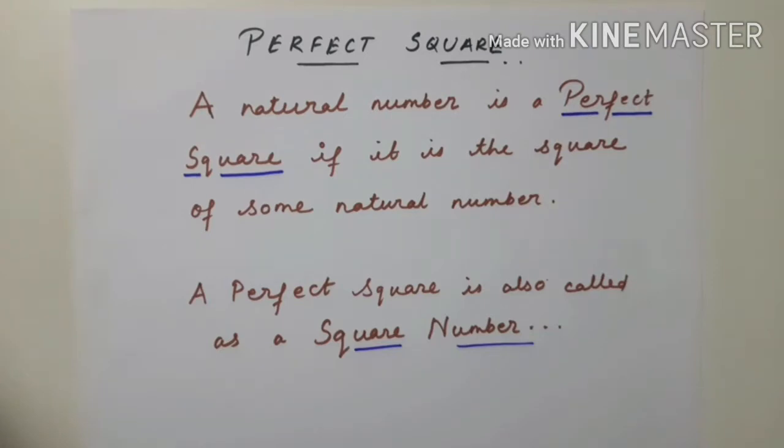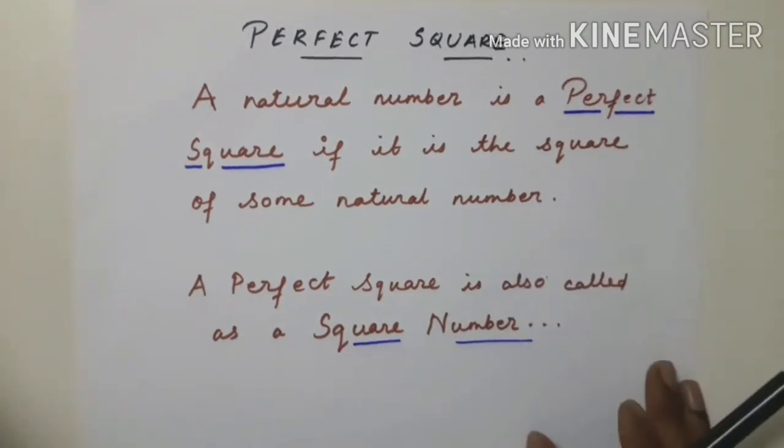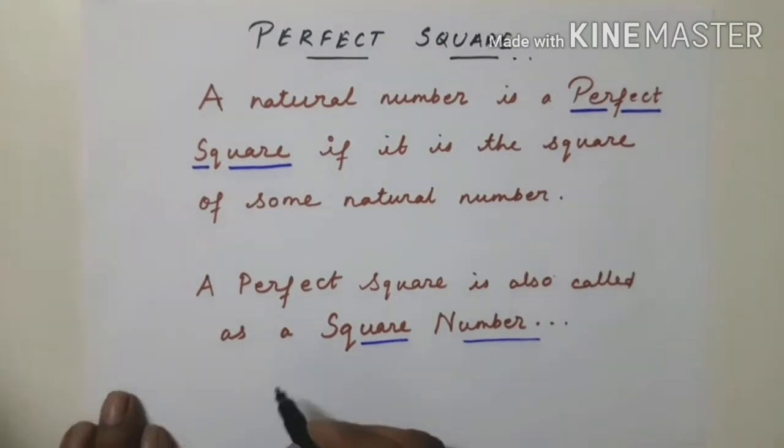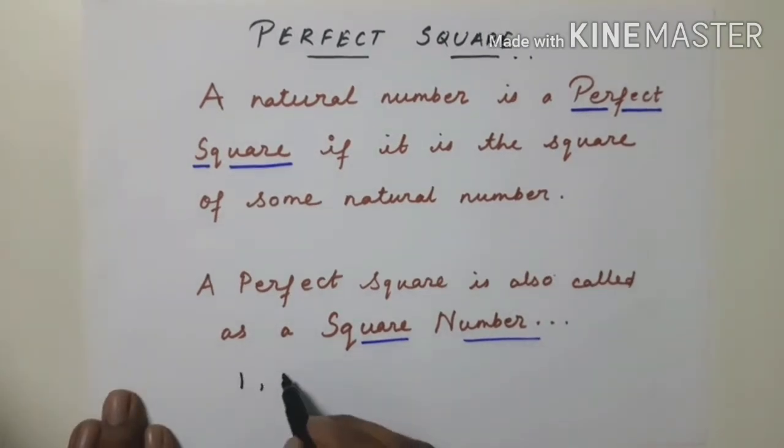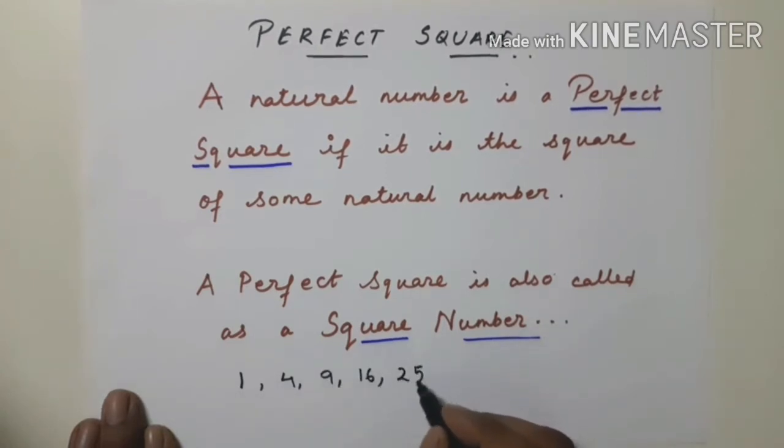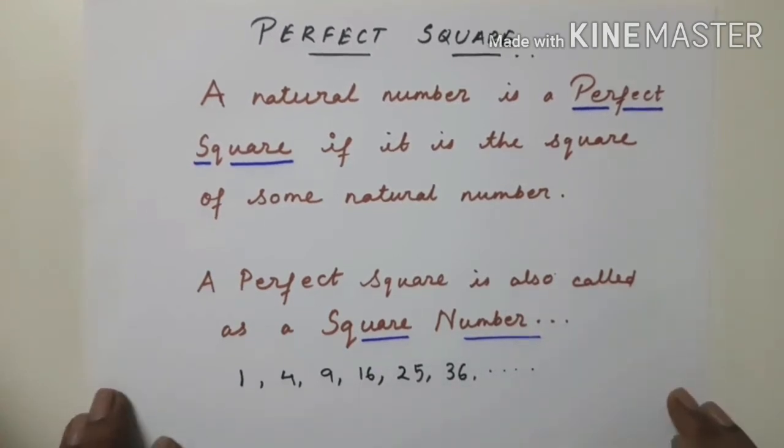So a perfect square can be defined as a natural number which is the square of some natural number. It should be the square of some natural number. A perfect square is also called a square number. So the numbers like 1, 4, 9, 16, 25, 36 and so on are called perfect squares or square numbers.